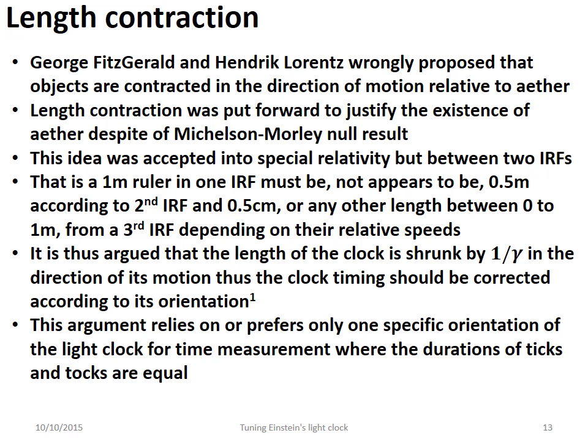It is thus argued that the length of the clock is shrunk by 1 over gamma in the direction of its motion. Thus, the clock timing should be corrected automatically according to its orientation. This argument relies on, or prefers, only one specific orientation of the light clock for time measurement, where the duration of a tick is equal to the duration of a tock.